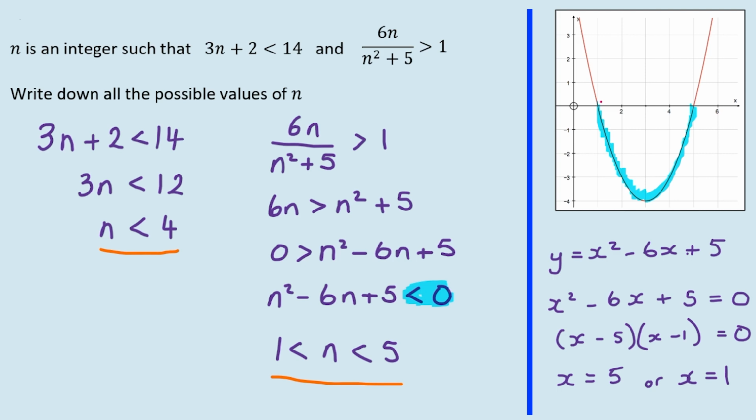The integers between 1 and 5 then are 2, 3 and 4. However, in order to also satisfy the first inequality, we're looking for integers that are less than 4. And that leaves us with just 2 and 3. So 2 and 3 are the possible values of n that satisfy both the inequalities.